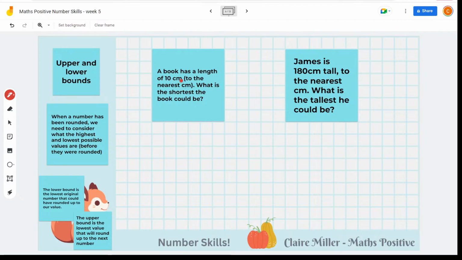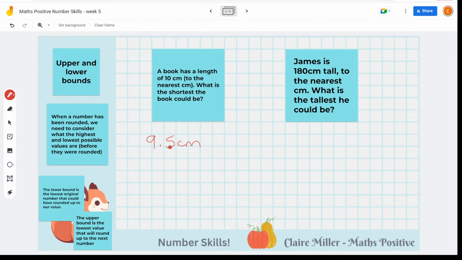Okay, so I need to think when this book was first measured, before the length was rounded to the nearest centimetre, what are the possibilities of the length it may have had? So it could have been quite a bit shorter than 10 centimetres, couldn't it? And it would have been rounded up to 10 centimetres when it was rounded. So it could actually have been 9.5 centimetres, half of a centimetre smaller than 10 centimetres, and it would still have rounded up.